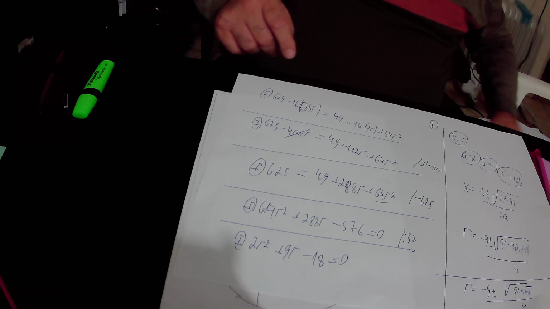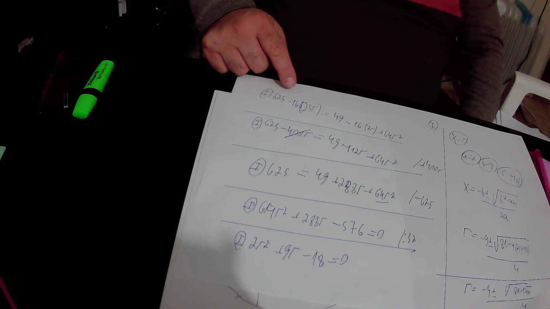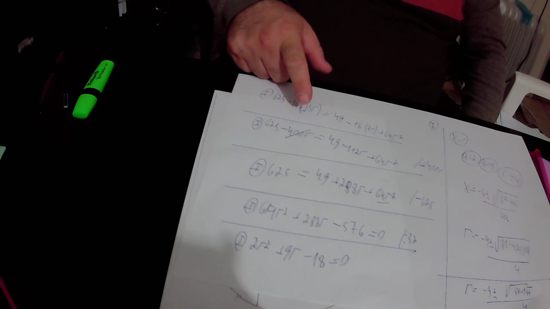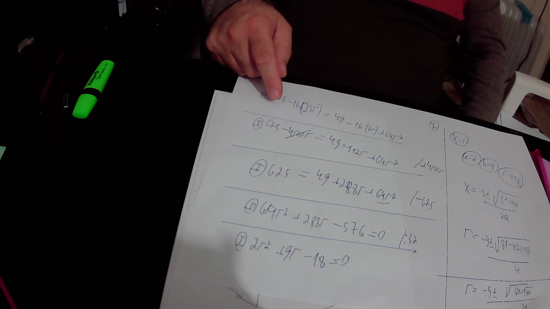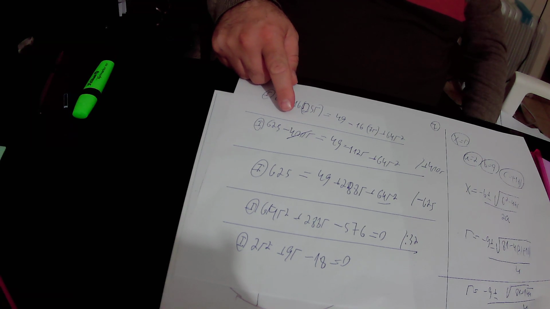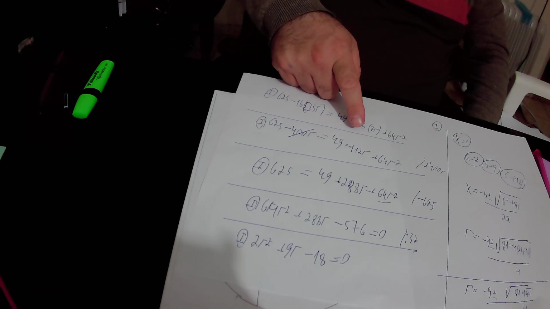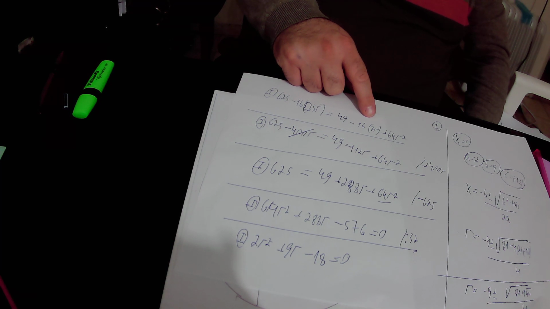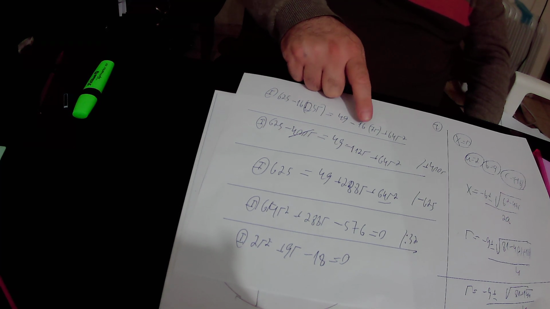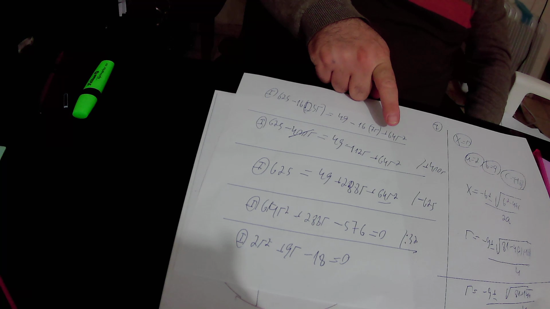Then 16 times 25 is 400. So this expression equals 400R. So on this side of the equation we have 625 minus 400R, that is equal to 49. And 16 times 7 is 112. So this expression equals in total minus 112R plus 64R squared.